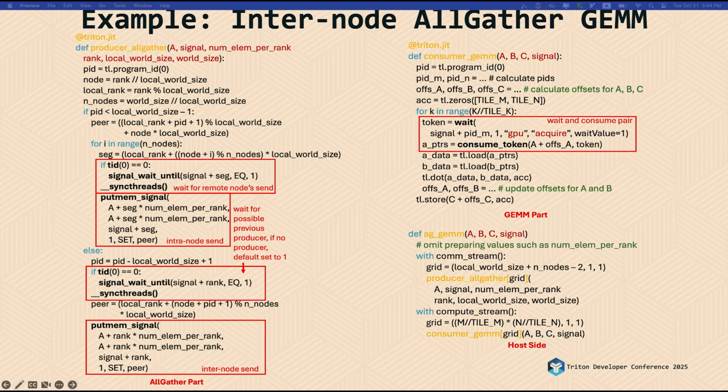In the communication part, we assign different tasks to different thread blocks. Some of them are responsible for the internode dispatch, and the others are for the intranode data transfer. These two groups are designed to run in parallel so that they can overlap with each other.